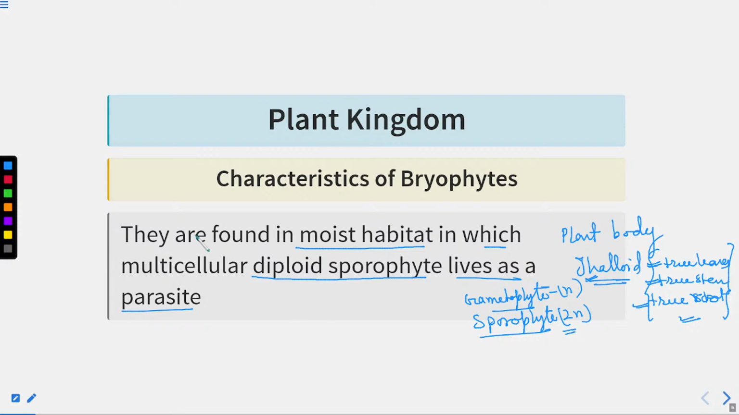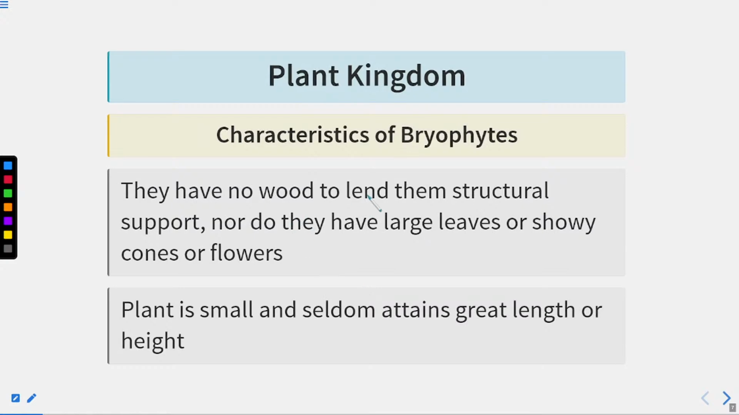Okay. We will study more about the bryophytes in the coming slides. They have no wood to lend them structural support, no wood-like structure. They are very soft, very delicate plants, and they do not have large or showy cones or even flowers. All these structures are totally missing in bryophytes. So how do they look? The plants are very small and seldom attain great length or height.